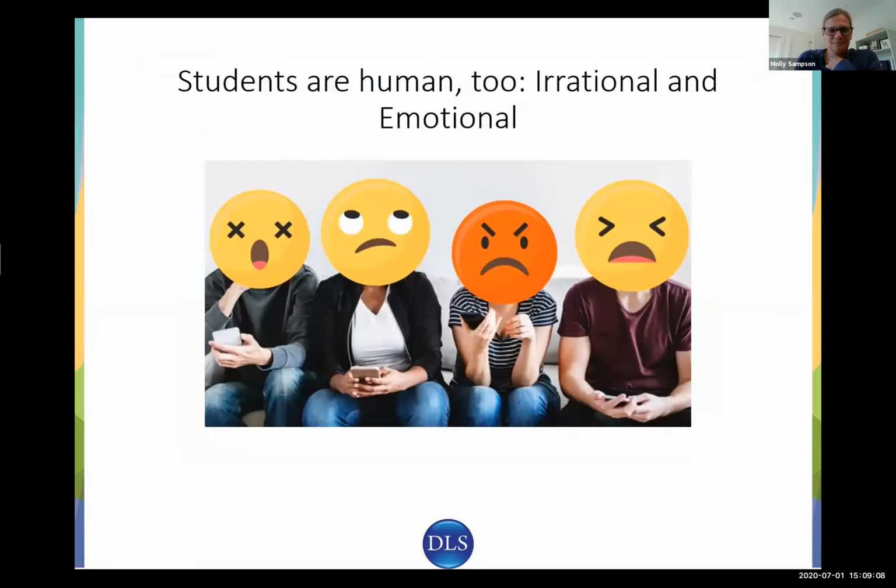And students are human. They're also irrational and emotional, and they also get hungry, they also get tired. We all do. So understanding that, people are moody, and trying to forgive moodiness as much as you possibly can.